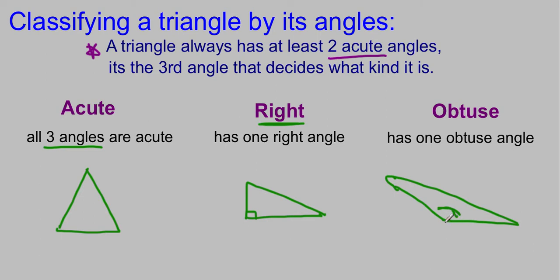So you can classify a triangle by its angles. If they're all acute, it's an acute triangle. If you have one right angle, that's a right triangle. And if you have one obtuse angle, that's going to be an obtuse triangle.